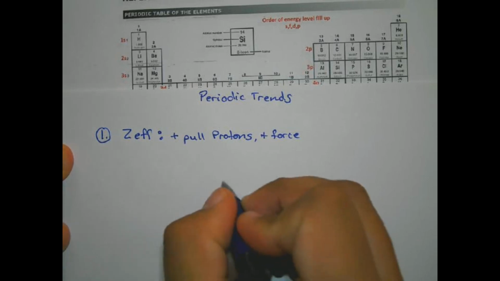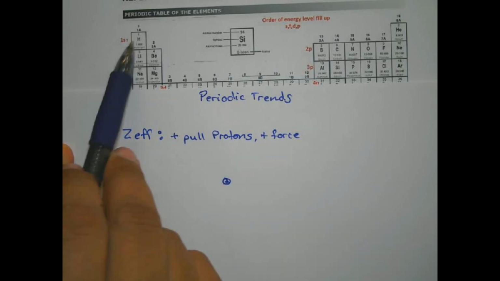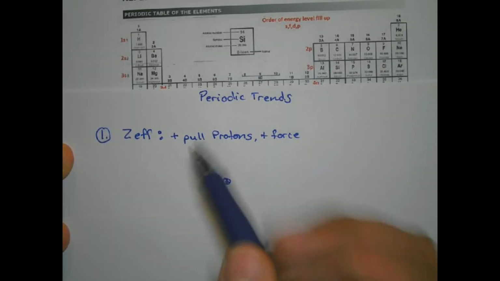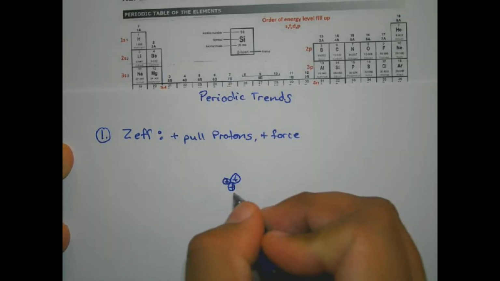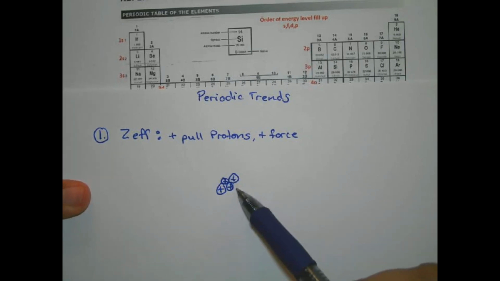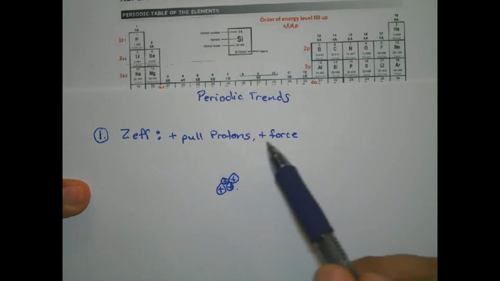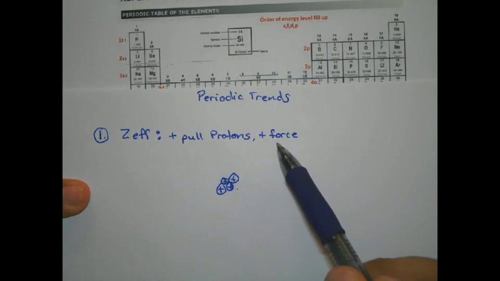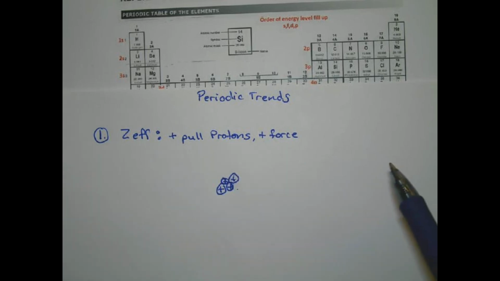I'm going to draw a nucleus of an atom. If I have 1 proton, that has to be hydrogen. If I have 2 protons, that means it's helium, 3 protons, lithium, 4 protons, beryllium. But my point is, the more protons you have, the more of this positive pull, this positive force, you have. And that's what the Zeff is: the positive pull from the protons.